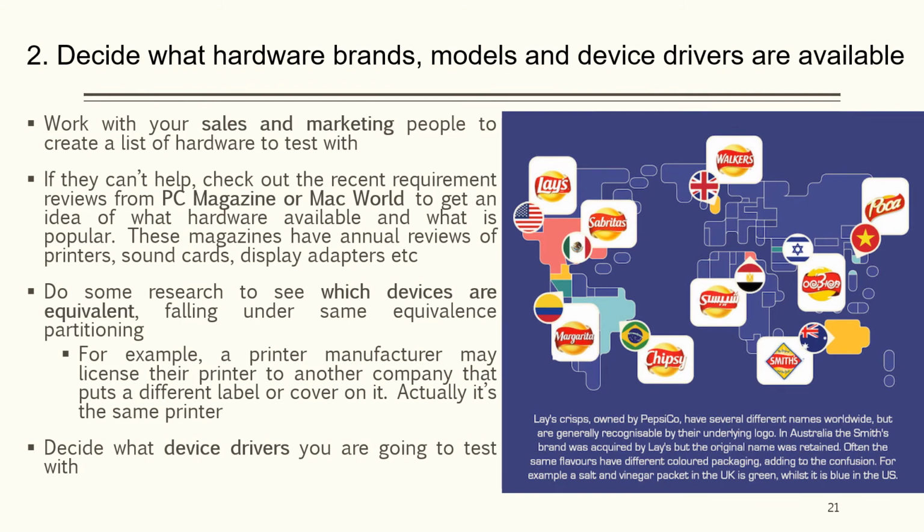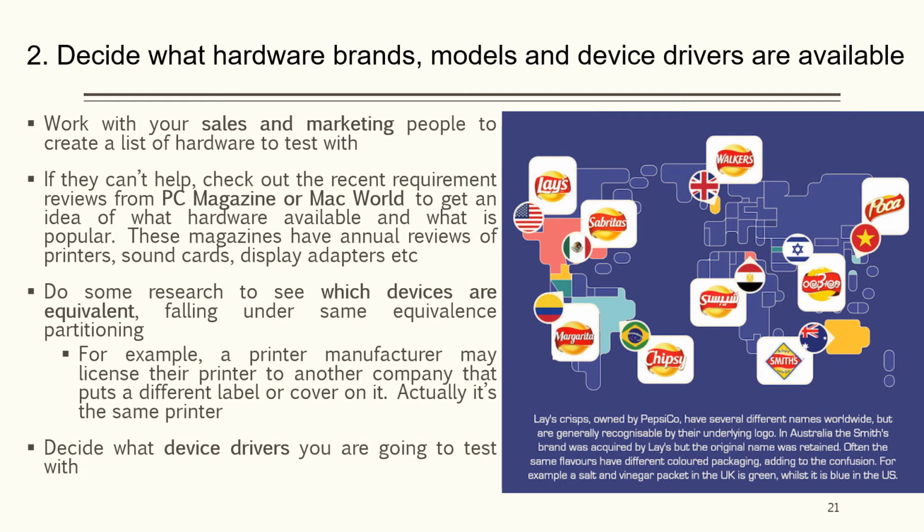Decide what hardware brands, models, and device drivers are available. Usually, testers do not have much information regarding hardware brands, models, and device drivers available in the market. So, you need to work with your sales and marketing people to create a list of hardware to test with. If they cannot help, check out the recent reviews from PC Magazine or Macworld to get an idea of what hardware is available and what is popular. These magazines have annual reviews of printers, sound cards, display adapters, etc.